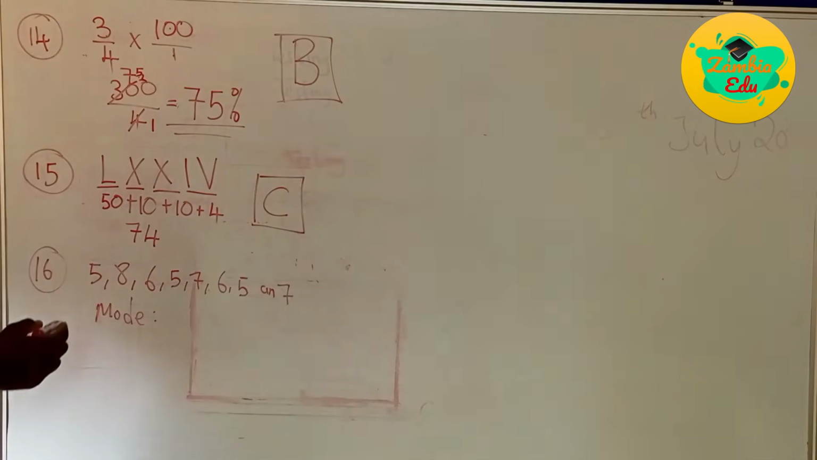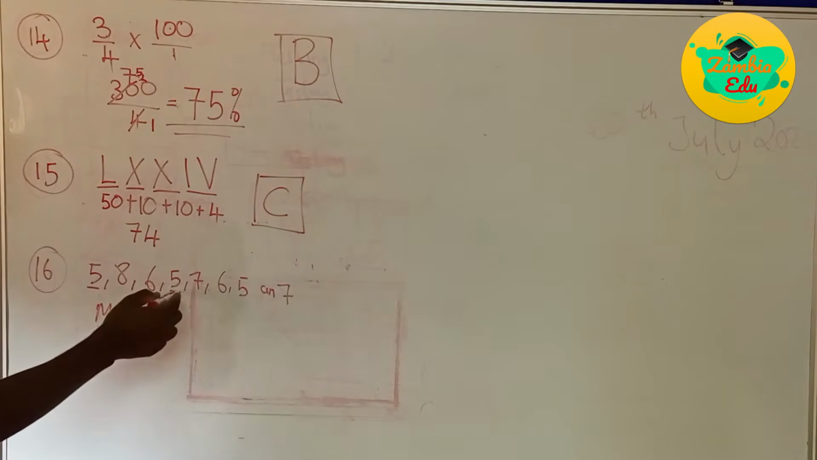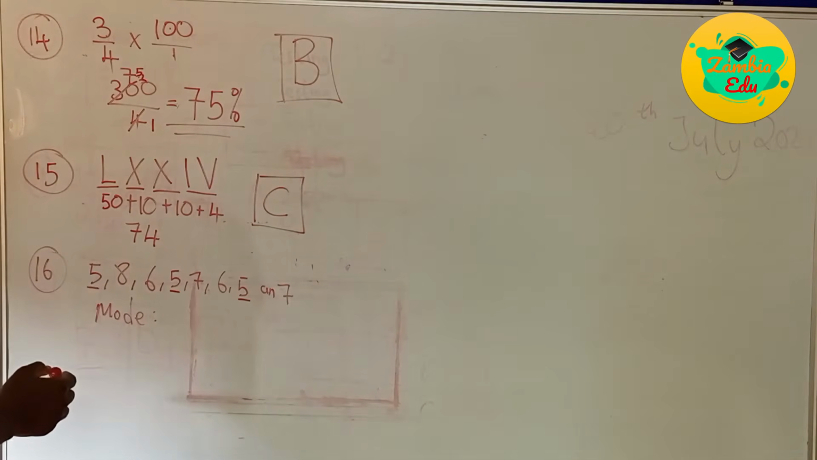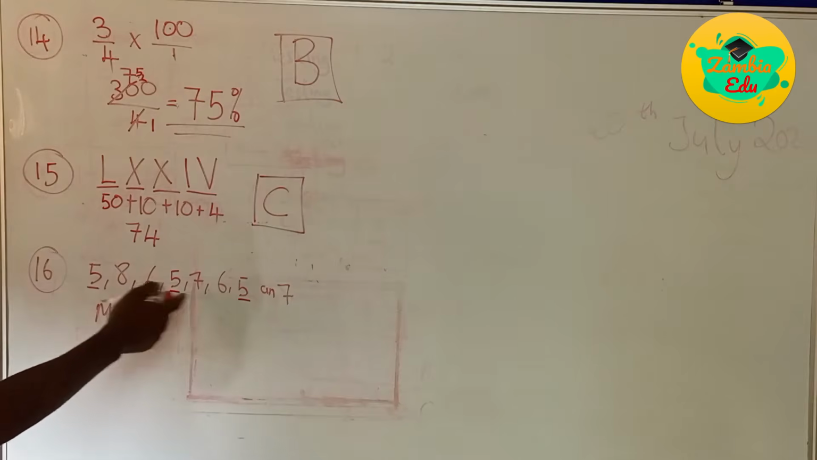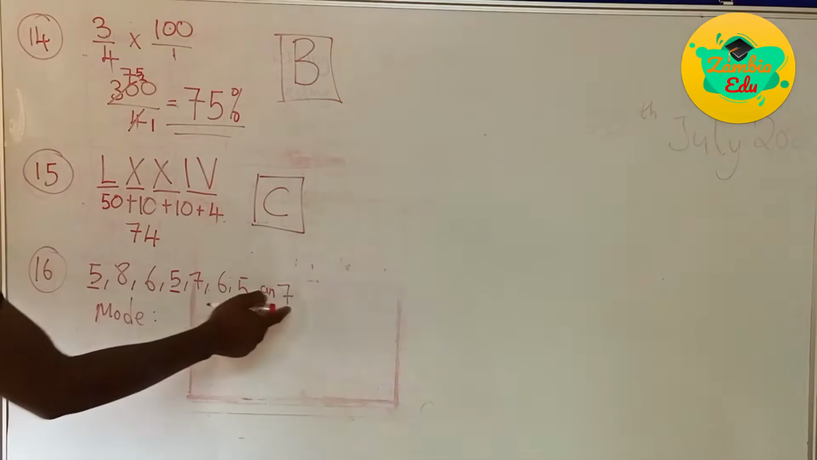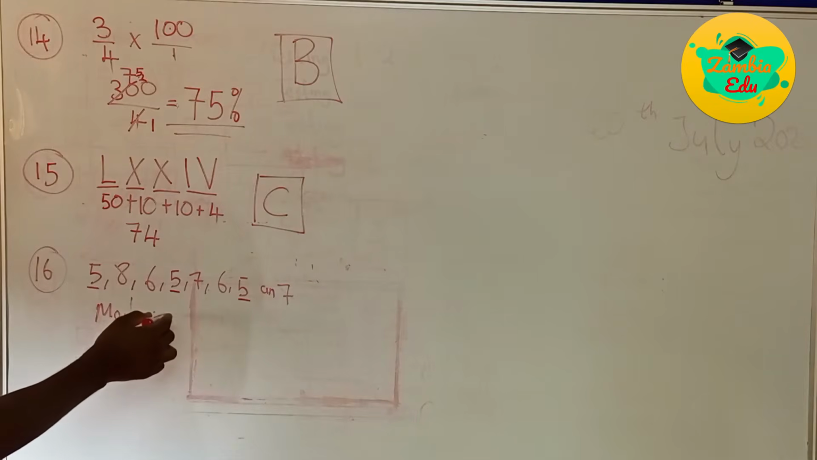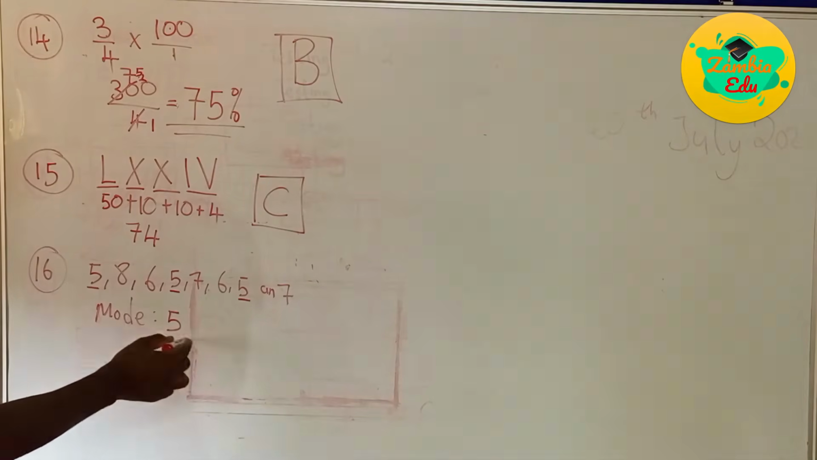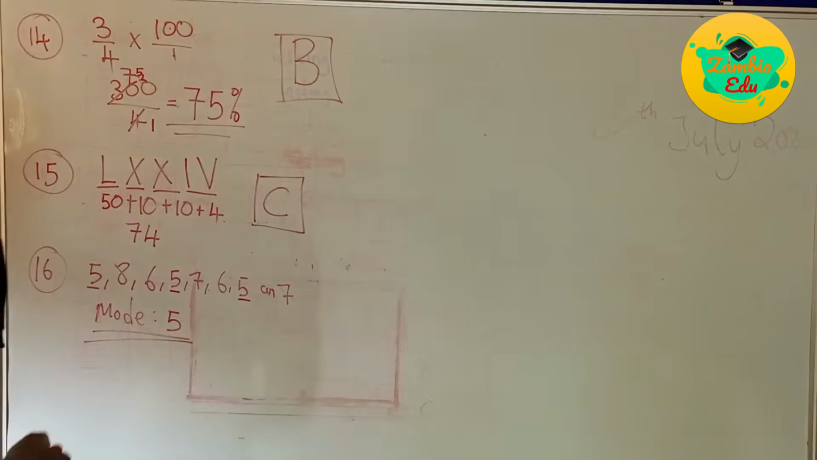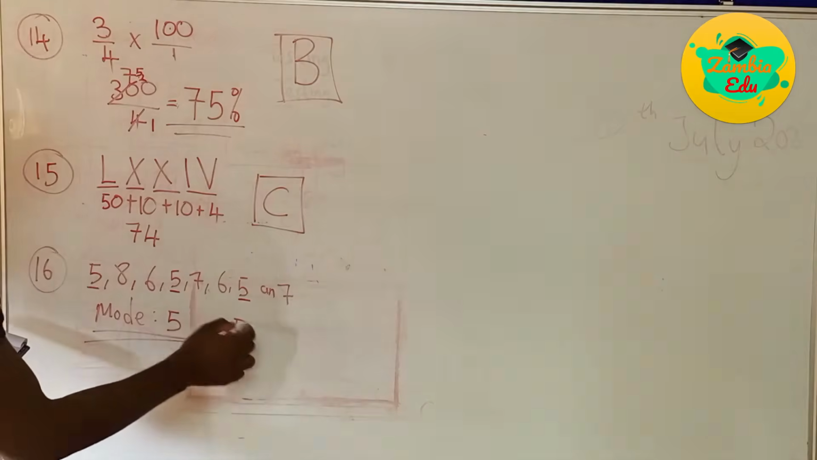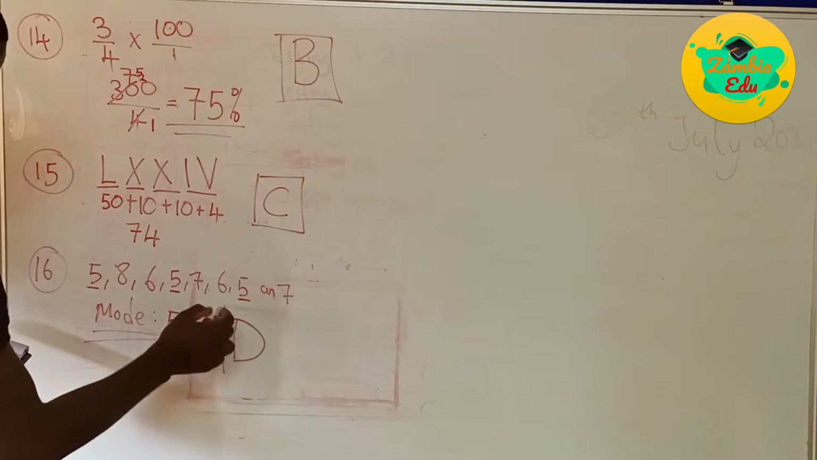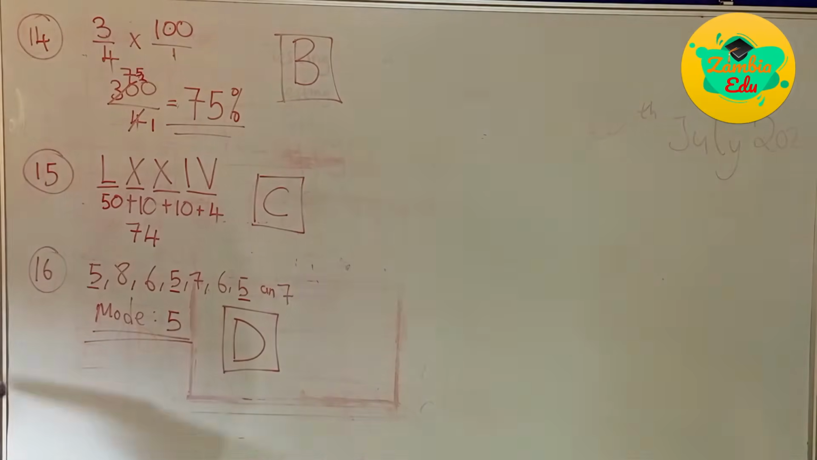So 5 appears 3 times, 6 appears 2 times, 7 appears 2 times, and 8 appears 1 time. So our mode in this case is going to be 5, and that comes as option D. So our answer for question 16 was D.